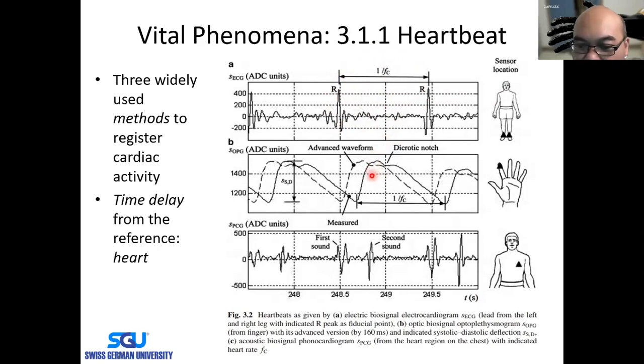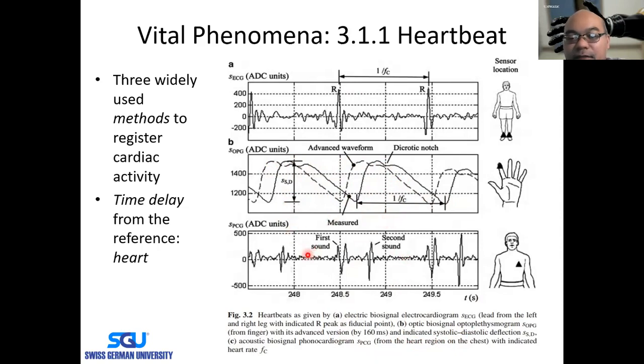So B is indicating the optical biosignal, the optoplethysmograph, OPG, from the finger, advanced by 160 milliseconds, and indicating the systolic diastolic detection, the SSD here. It shows the length between the systolic and the diastolic measure. So the distance between two diastolic valleys or between two systolic peaks indicates 1 over FC, the inverse of the heartbeat.